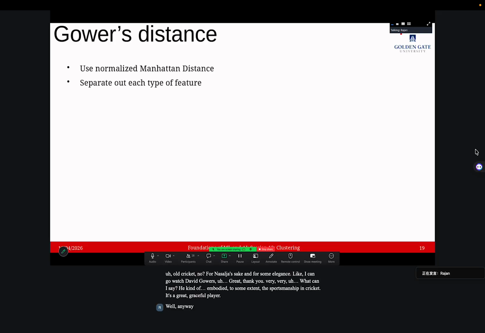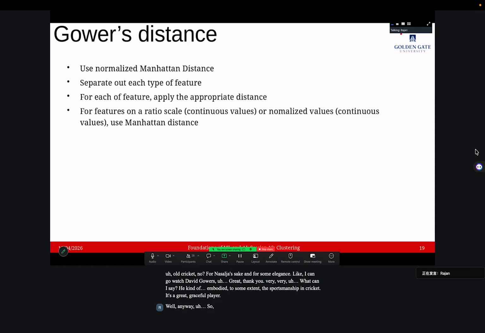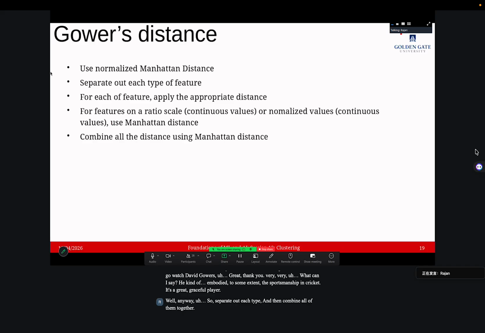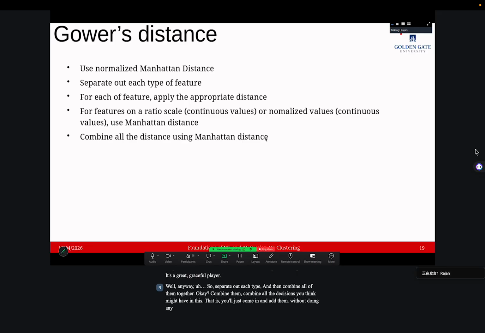Well, anyway, so separate out each type and then combine all of them together. Combine all the distances using Manhattan distance. That is, you just add them without doing any squaring or taking square roots or anything like that. Okay, that's what Gower's distance is.